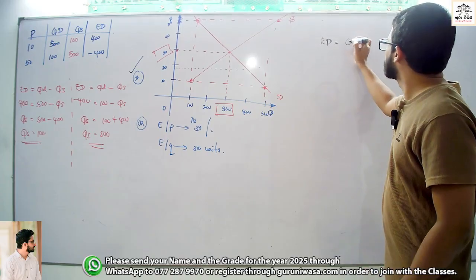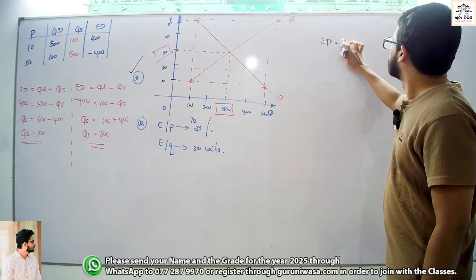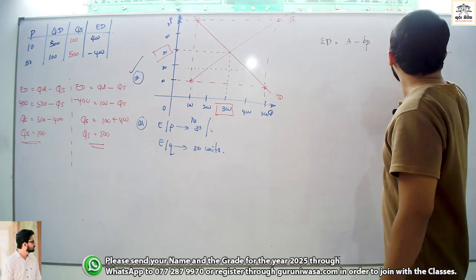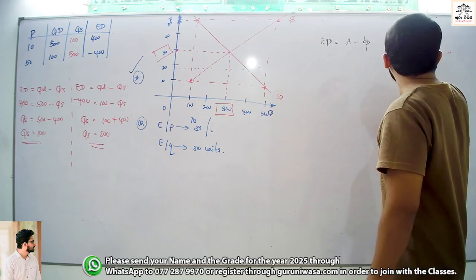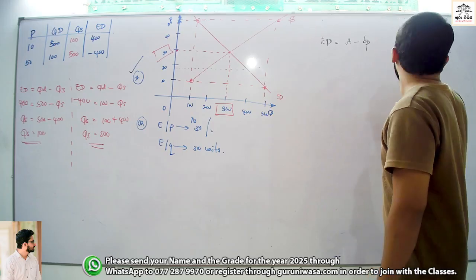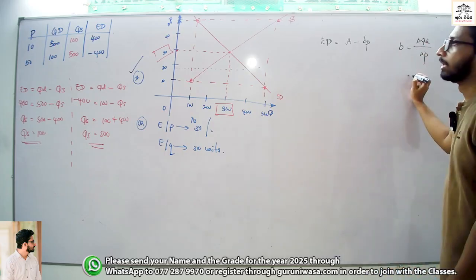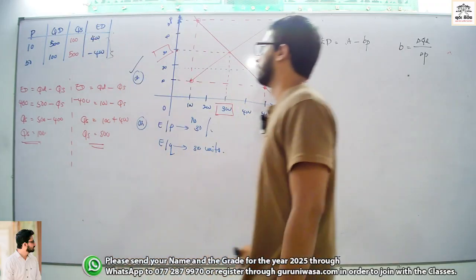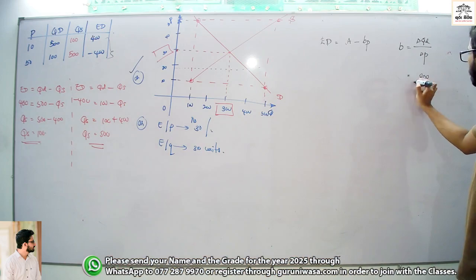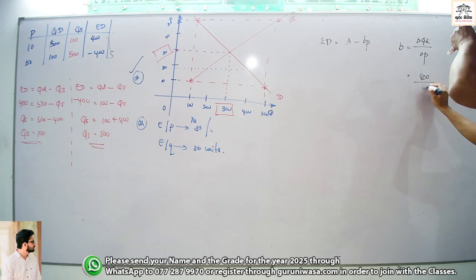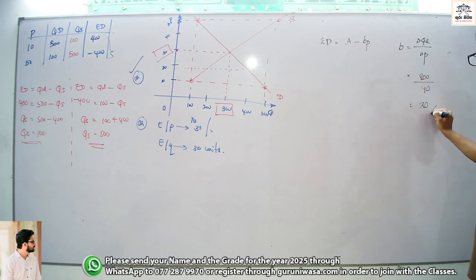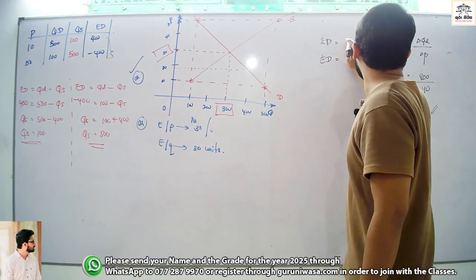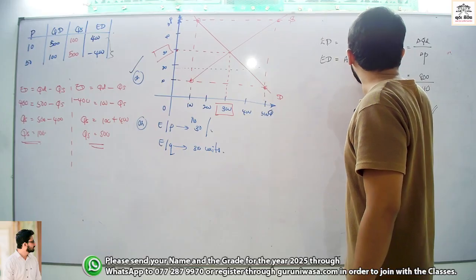Excess demand equals A minus B P, where B equals delta Q over delta P, here delta ED over delta P. Delta ED is 800. 800 divided by delta P, which is 40 rupees. Then here the slope is 20. So the excess demand equation is A minus 20P.